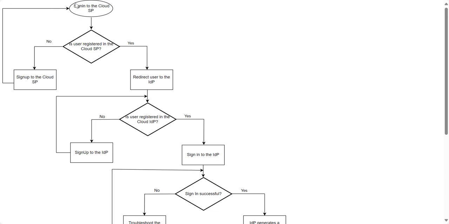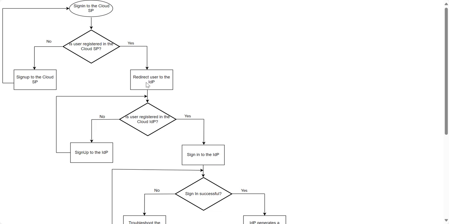The user starts by navigating to the cloud service provider's login page where they enter their credentials. The cloud service provider checks if the information provided by the user exists in its database. If the information does not exist, the user is redirected to the sign up page where they can register with the cloud service provider. If the information exists, the user is redirected to the identity provider for authentication.